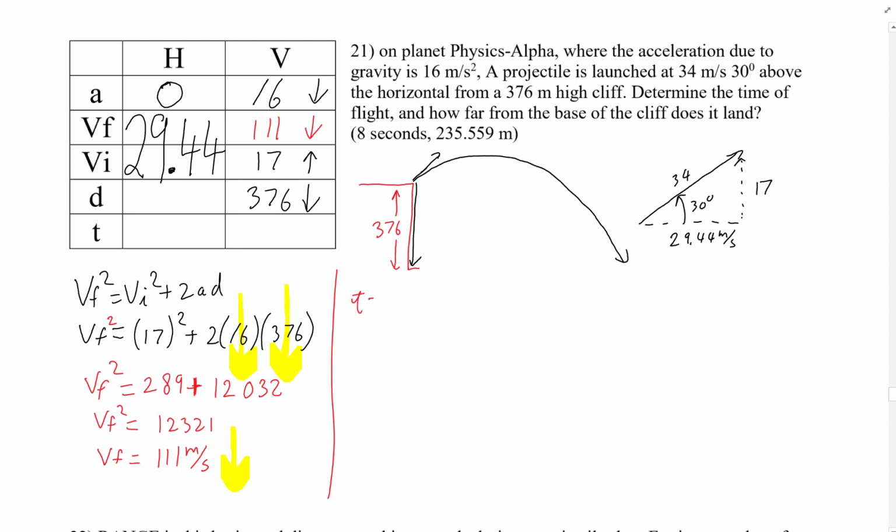Now, the time of flight is going to be the change in the vertical velocity over the acceleration. We're going to use that from the definition of acceleration, the rate of change in velocity over time. We get 128 as the difference from 17 up to 111 down, over 16, and that is exactly 8 seconds. So this is 8 seconds.